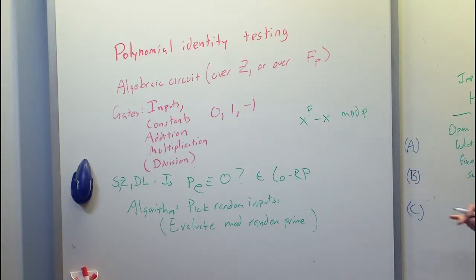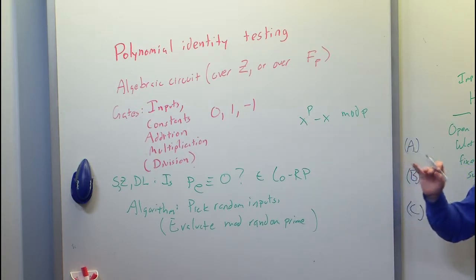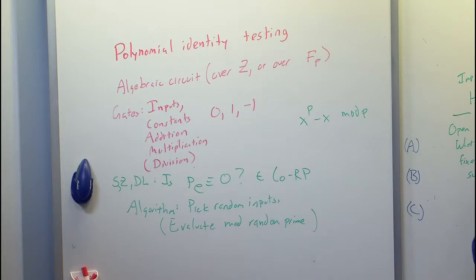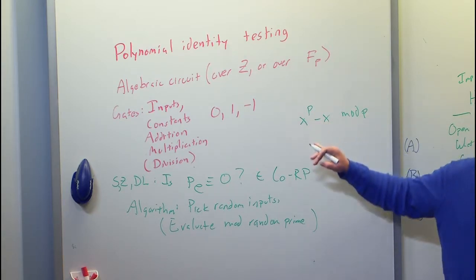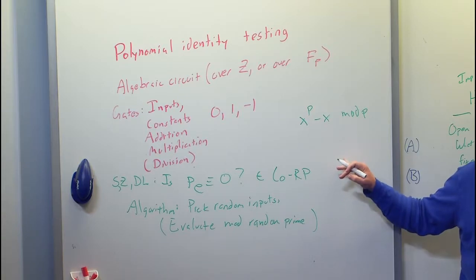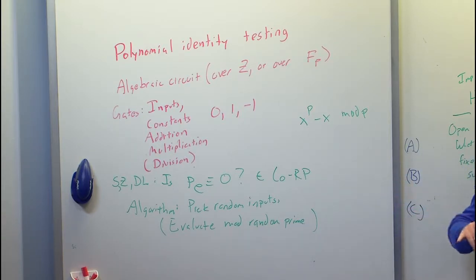So this problem is really in co-RP, not in any kind of fudge-the-lines version of a probabilistic complexity class. And it's a fairly concrete problem, okay? It's a particular problem in co-RP. It's not known to be, say, co-RP complete. In fact, there aren't any known co-RP complete problems.